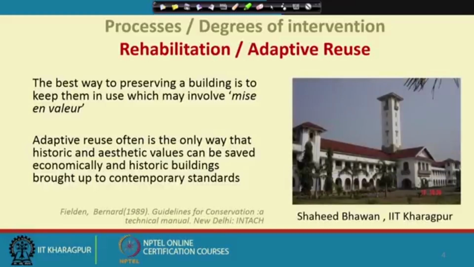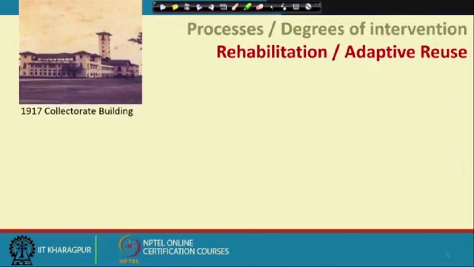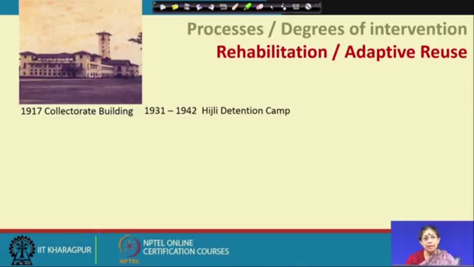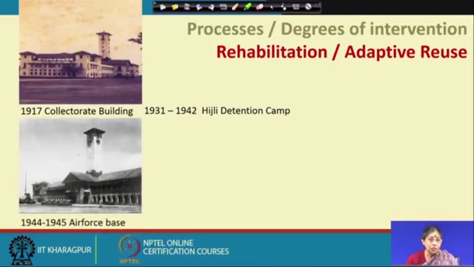If you remember, initially we talked about the very building where the IIT system started, the first IIT, Kharagpur, started in this building. We discussed that it was originally designed in 1917 as a district collectorate, but it was never used for that purpose. Later, from 1931 to 1942, it was used as the Hijli detention camp. So the building was kept in use, and it survived. And during the Second World War, it was an Air Force base.